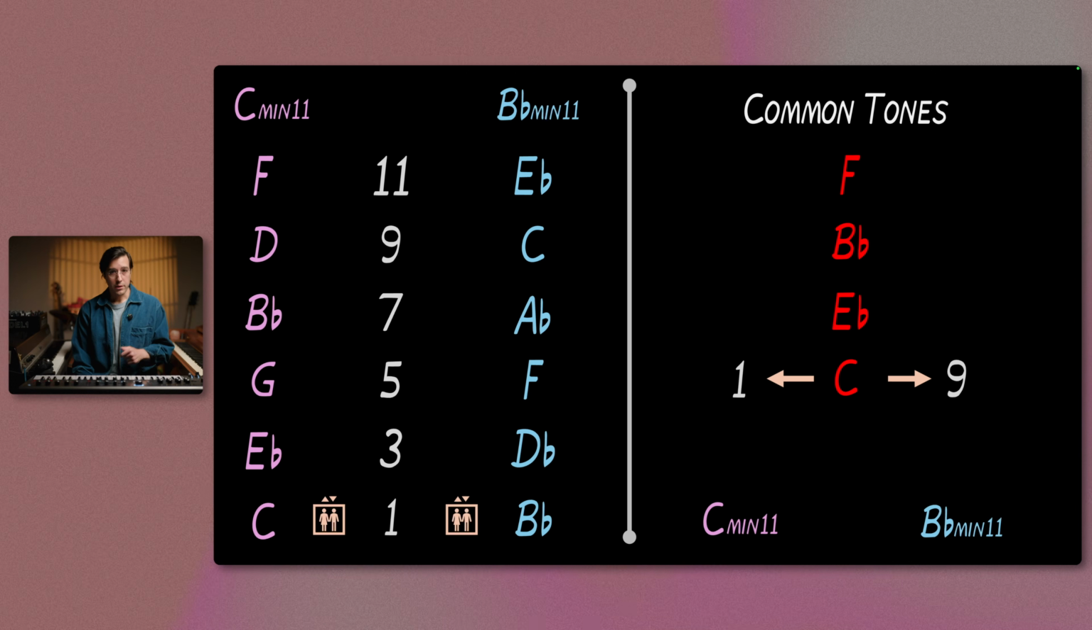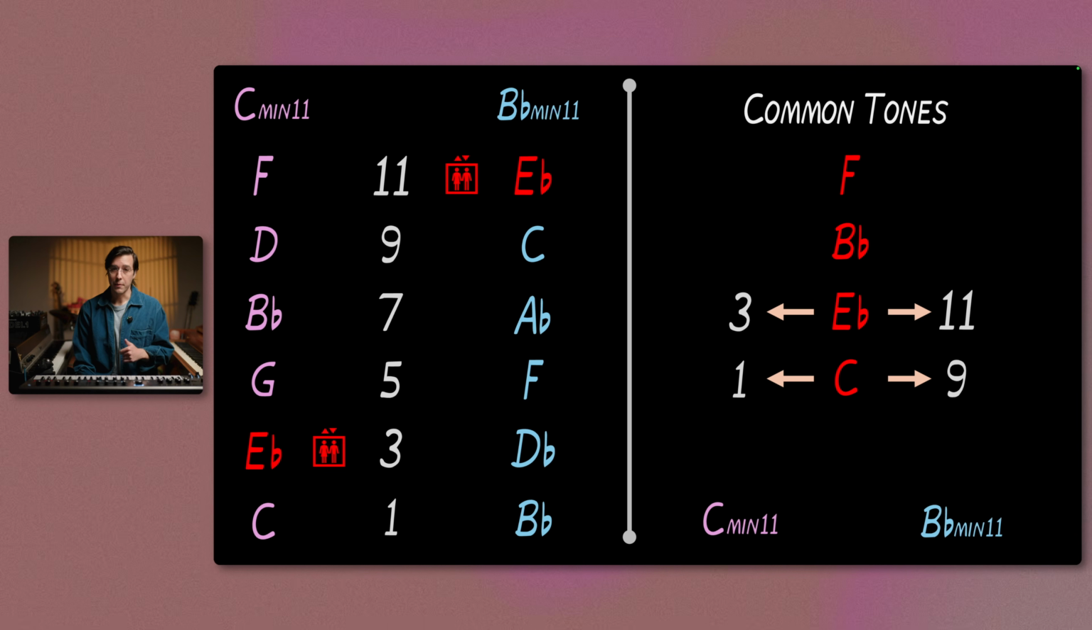E flat is our next common tone. E flat is floor 3 of C minor 11, the second lowest floor, not very colorful. But E flat is the top floor of B flat minor 11. This is maximum color, the best option. If we hold E flat over our two chords, it shapeshifts from the 3 to the 11. E flat is more colorful than C. C transforms from 1 to 9, while E flat transforms from 3 to 11. E flat maintains a position one floor higher over both chords. So far, E flat is our most vivid shapeshifter.